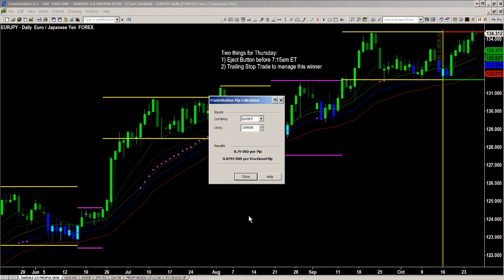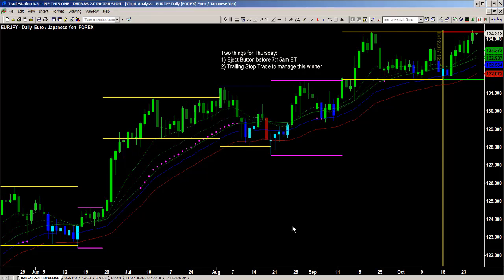So you think about the initial margin, how many units you bought, and how many pips you have per unit, and that's it. This would be a 100,000 unit entry. All right, so that's what we are looking at here.